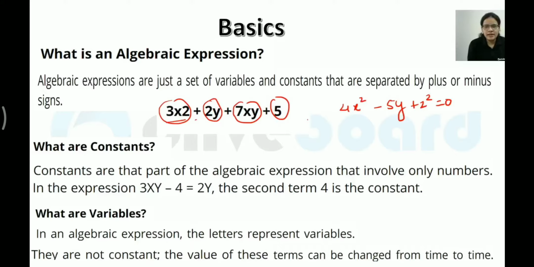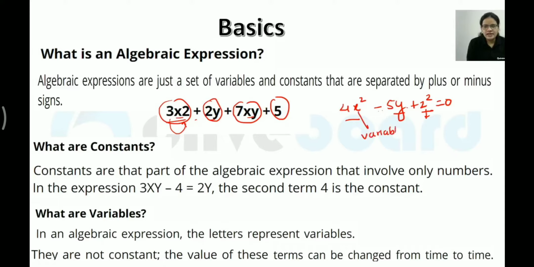So what is the meaning? I have these terms which are separated by addition or subtraction. Now these terms are composed of two things. Can you observe this x, y and z? These are called variables because their value will keep on changing. There will not be any constant or fixed value. So these are called variables over here.